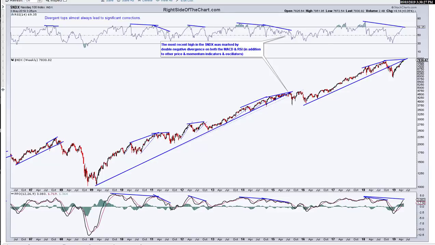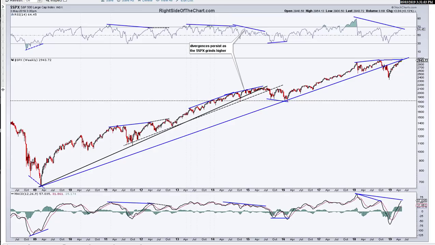Alright, so let's move away from this. You've seen that one plenty of times. Let me grab the S&P 500, and then we'll move on to a couple of charts I haven't shown in a while. Here's another view of the entire bull market with the broad market, the S&P 500.